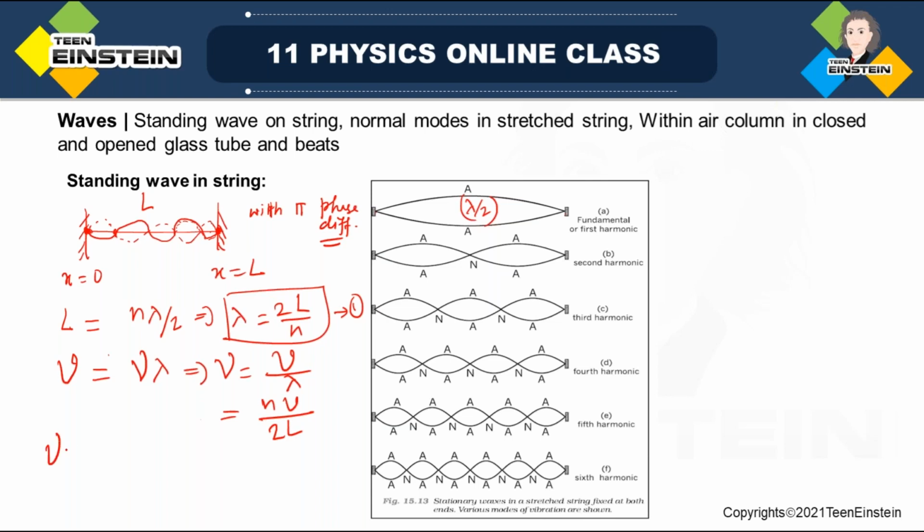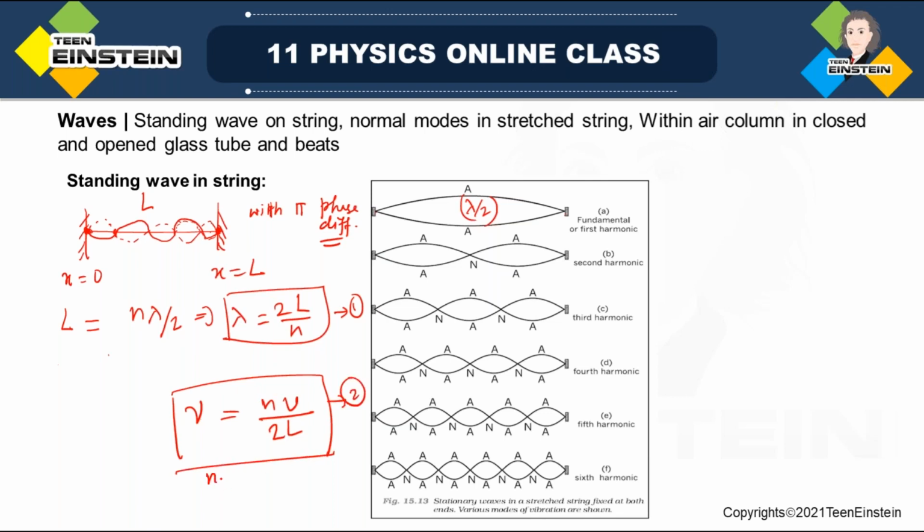So nu is equal to nv by 2L. This n is an integer number. It starts from 1, 2, 3, and it goes up to a large number. So what does this mean? This means various numbers of frequencies or various types of vibrations can be excited in the stretched string.